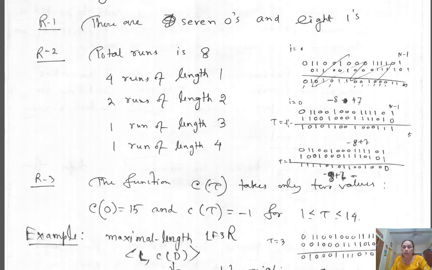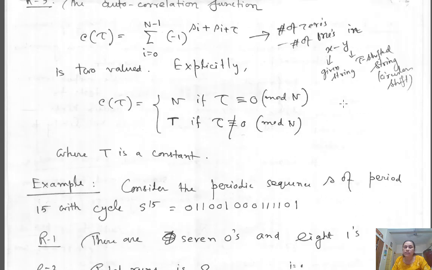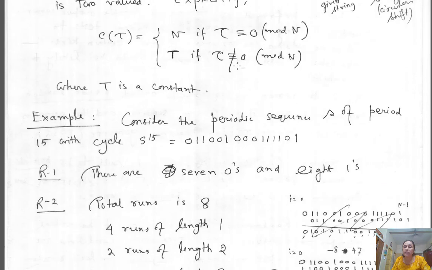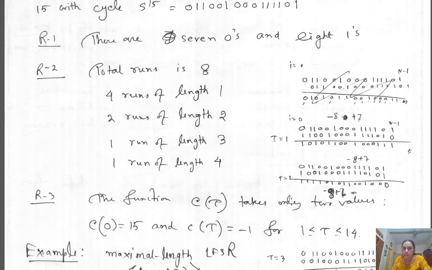So if you take tau equal to 1, you count in this added value the number of zeros and the number of ones. You count 1, 2, 3, 4, 5, 6, 7. So 7 zeros you have and 8 ones you have. If you take the difference, this is 1. So the C tau value is 7 minus 8, that means minus 1. Similarly, if you take tau equal to 2, you can calculate this value is also minus 1.